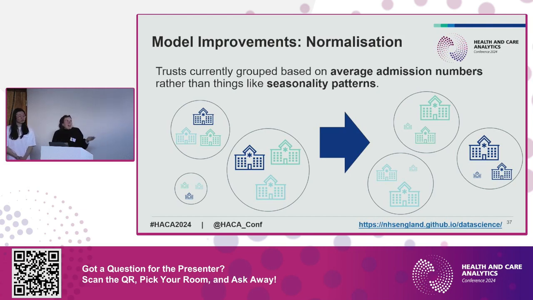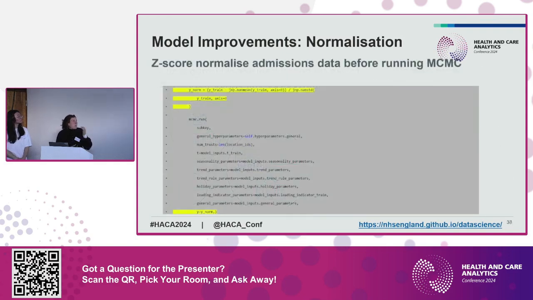While this technique is fine and works, and that's why we do it, we might want to group our trusts on something that's maybe more similar between them. So maybe trusts with similar seasonality patterns or similar geographies in the country. That seems a more intuitive way to group, but we can't do that because of the different sizes of admissions. And that's really why we wanted to normalise, to get away from that so that we could group on different patterns. In terms of the implementation in the model, we were just normalising the admissions before we passed them in to where the model runs.